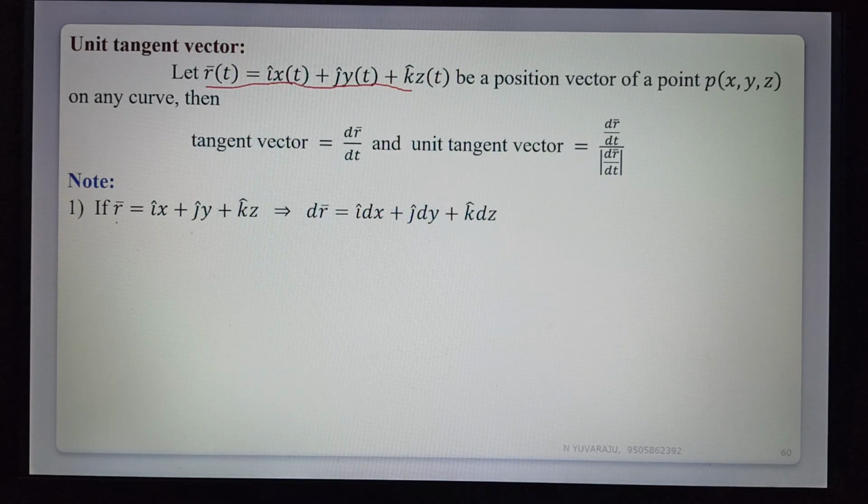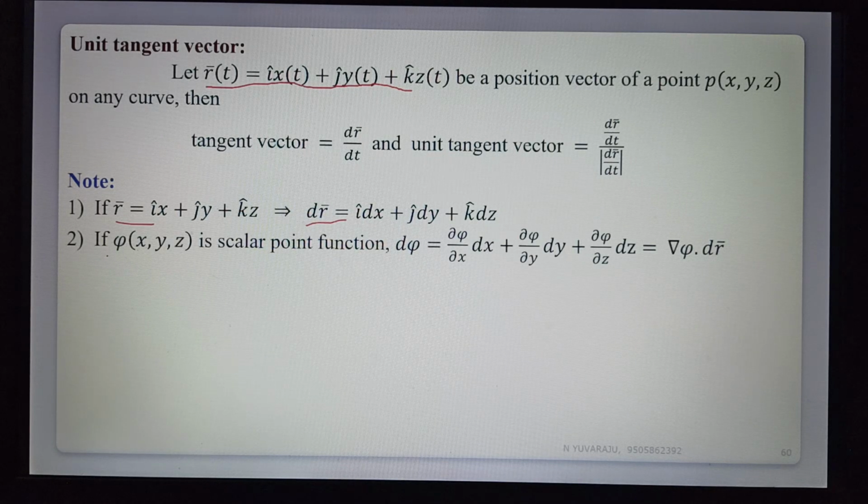Assume r bar is equal to xi plus yj plus zk. So dr, the differentiation, is i dx plus j dy plus k dz. If phi is any scalar point function, then del phi is the total differentiation only. Phi is a 3 variable function, which we already discussed in the previous class. Differentiation of phi is the total differentiation.